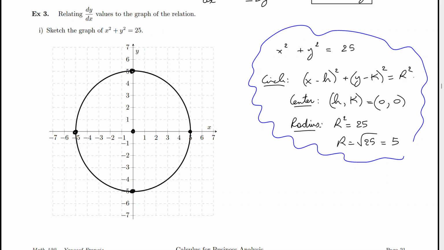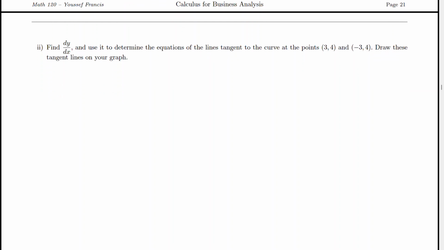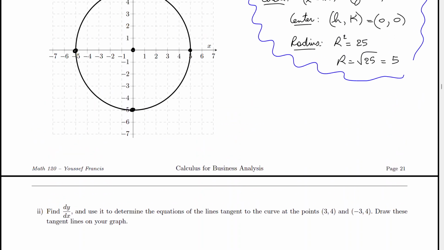And now that we have the graph, what do we need to do with it? In part 2, it says find the dy over dx and then use it to determine the equations of the lines tangent to the curve at 3, 4 and negative 3, 4. Draw those tangent lines on your curve. So let's break it down step by step.